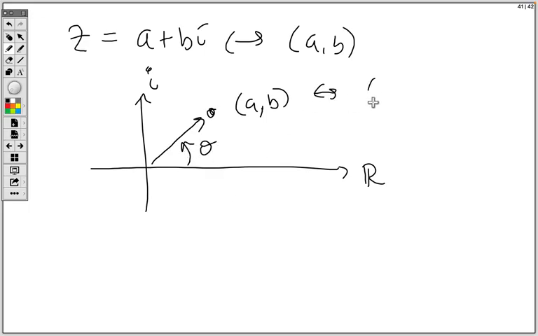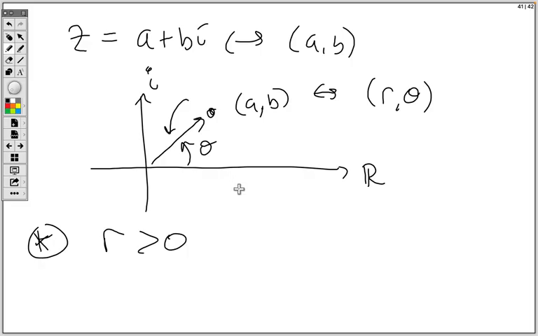So this corresponds to a polar representation r and theta. Not only that, it corresponds to infinitely many polar representations. So what we're going to do is fix r to be bigger than 0. This represents the distance from the origin out to the point. And we're going to fix theta to be between -pi and pi, excluding -pi, including pi.